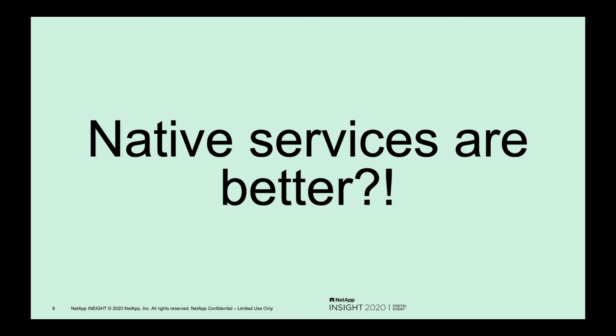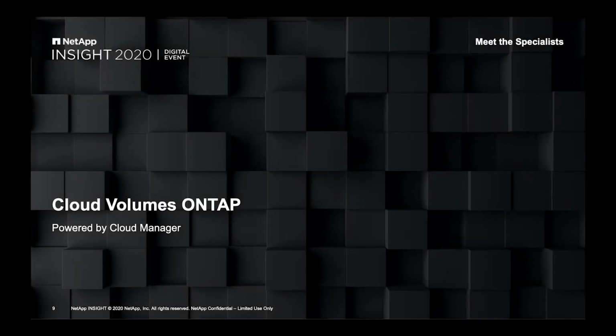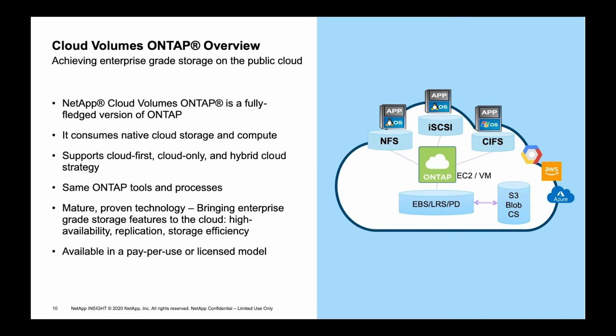Now, don't get me wrong. Using EBS is easy, but I want to offer you a much better alternative for the underlying storage layer, Cloud Volumes ONTAP. Cloud Volumes ONTAP, or in short CVO, is a fully fledged version of ONTAP.